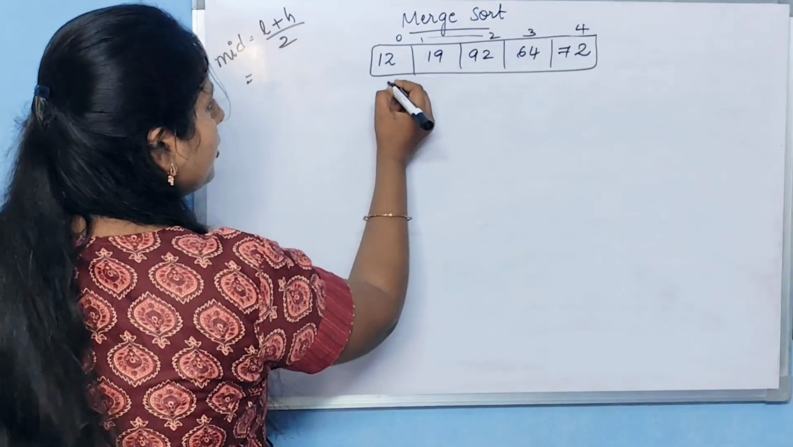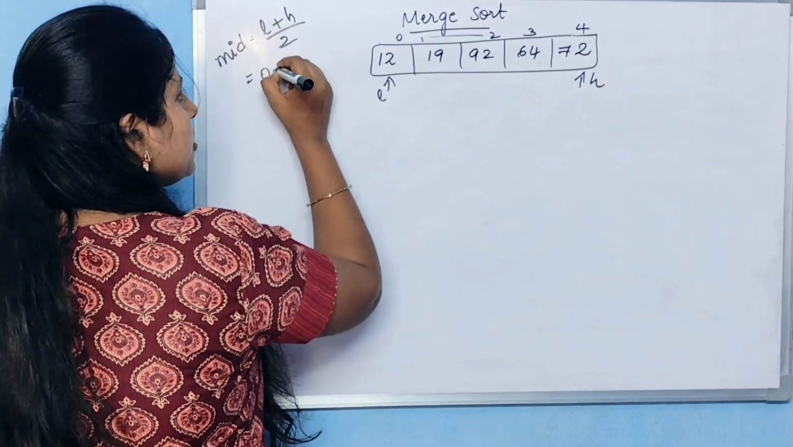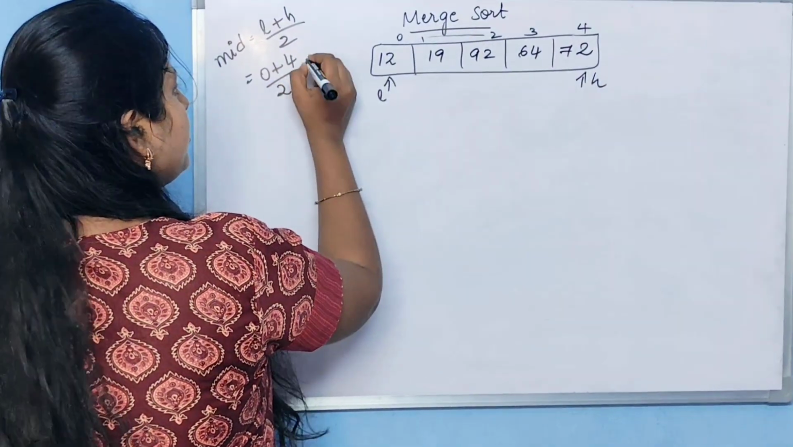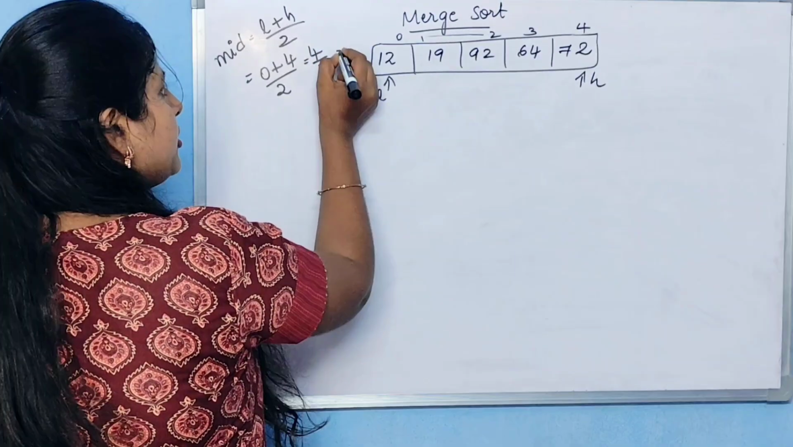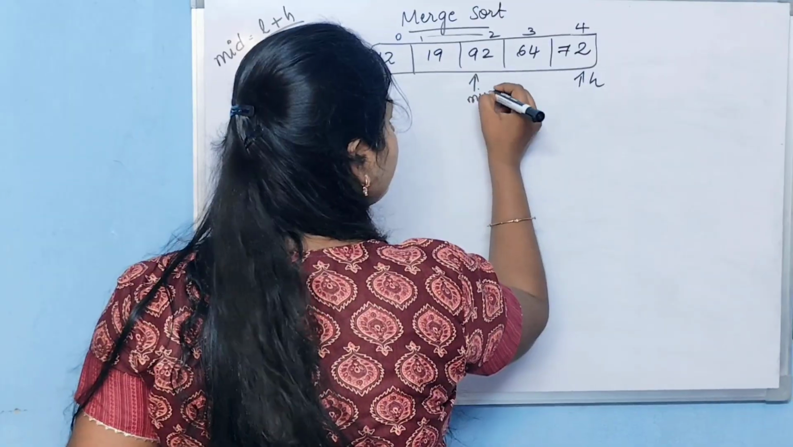So what is the lowest index? This is the low index and this is the high index. So 0 plus 4 by 2, that is 4 by 2, which is 2. So 2 is the mid element.